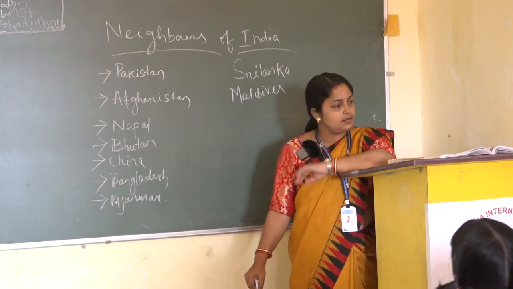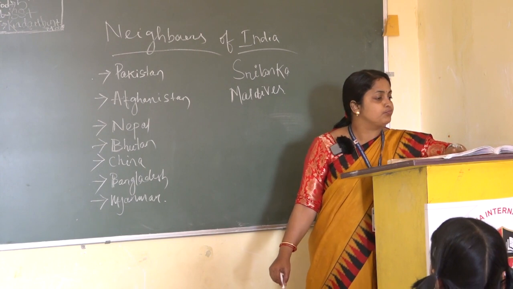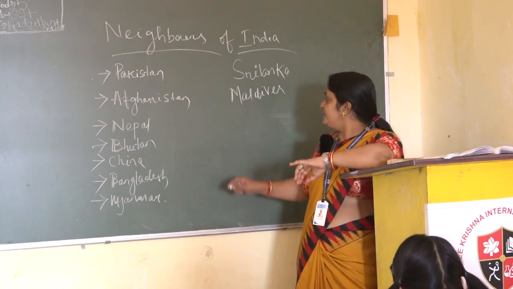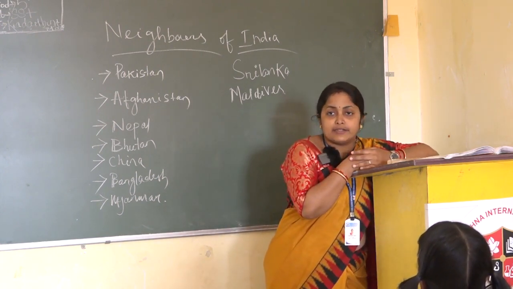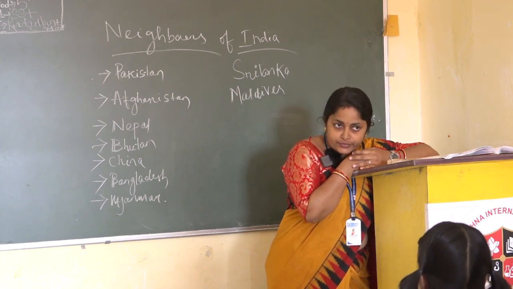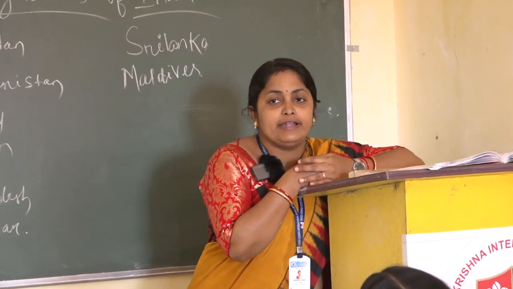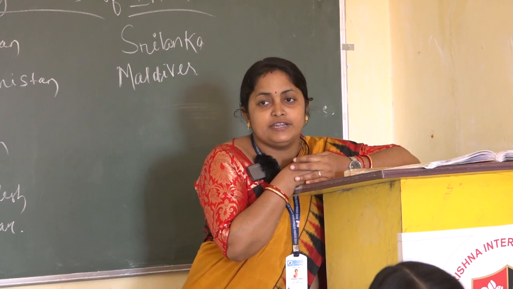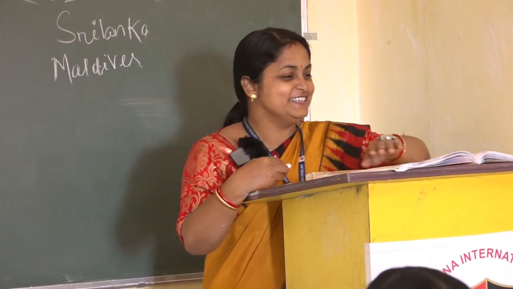Okay, understood? Sri Lanka is divided from India through a narrow strip of water. It's known as Palk Strait. And there is also one type of bridge we can see, Ram Setu, also called Adam's Bridge. But we know it as Ram Setu.